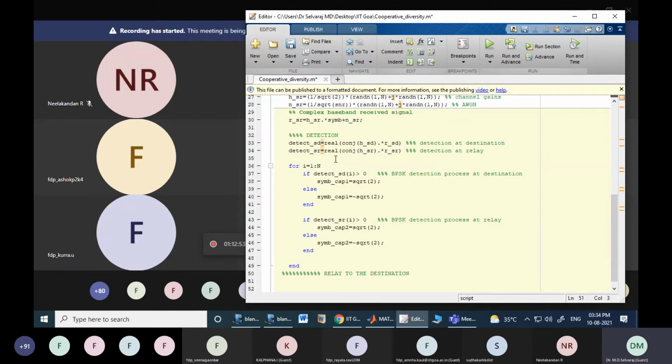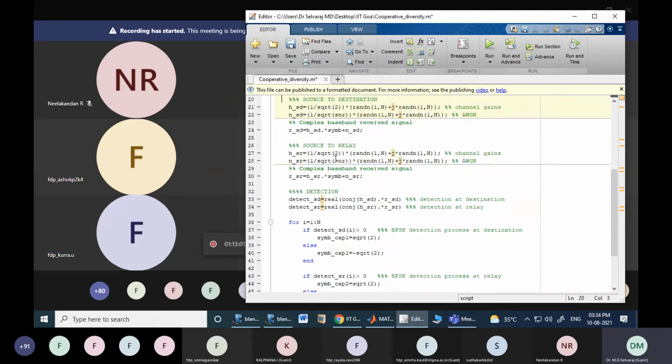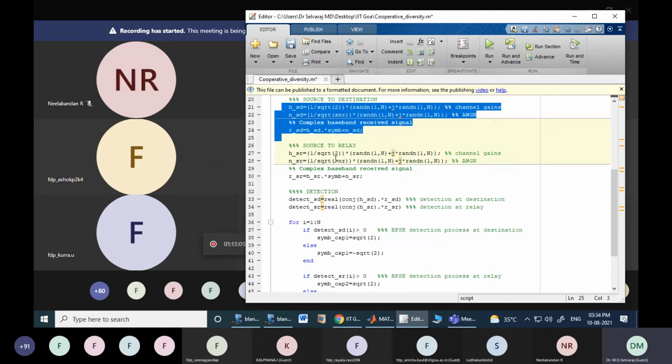Yes. Now for the relay to the destination, again I have to create all those symbols, everything. So we can take it from a similar equation, only in a similar style we have to generate. So we'll just take it.